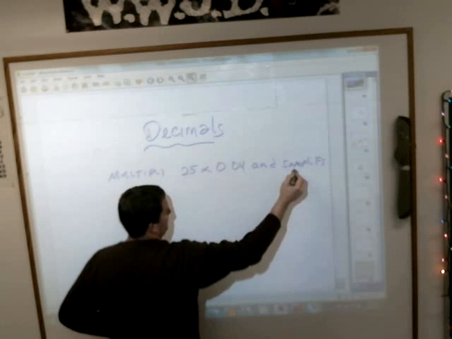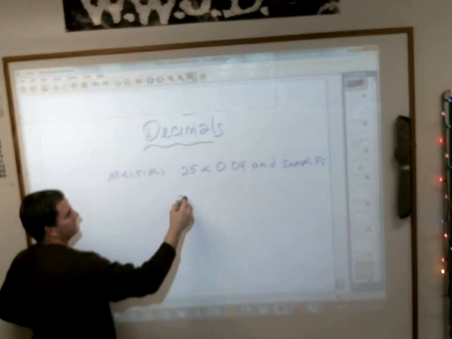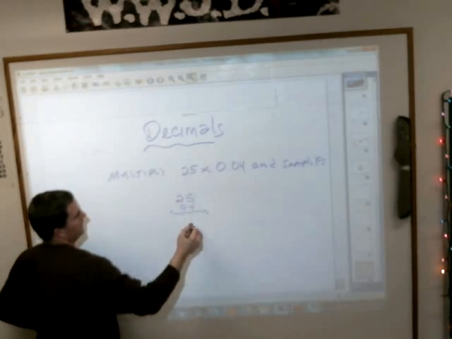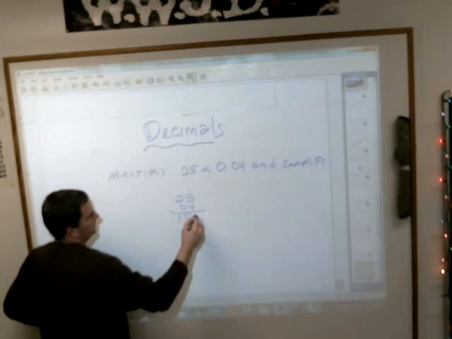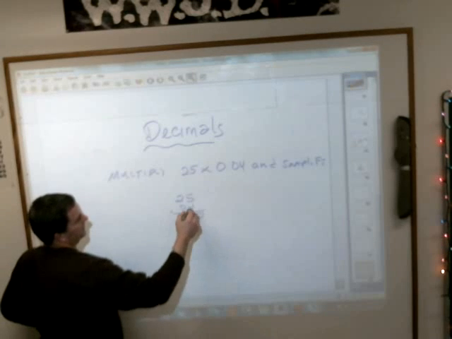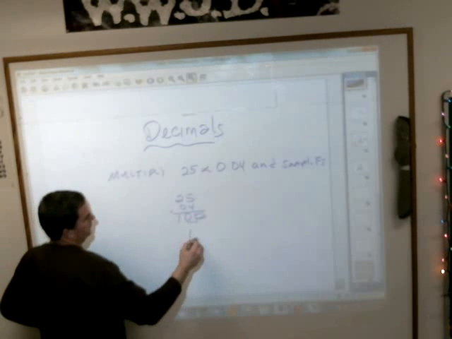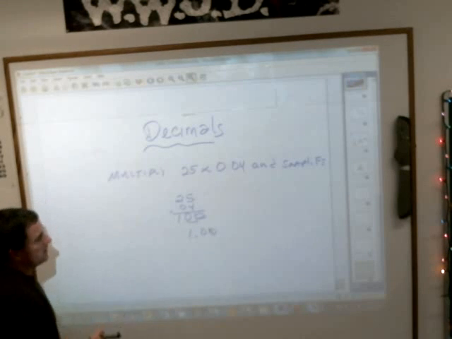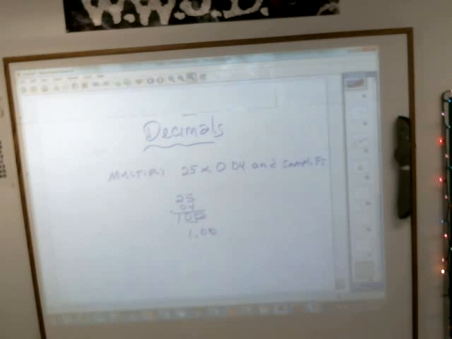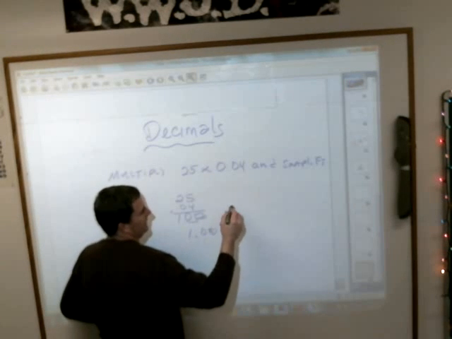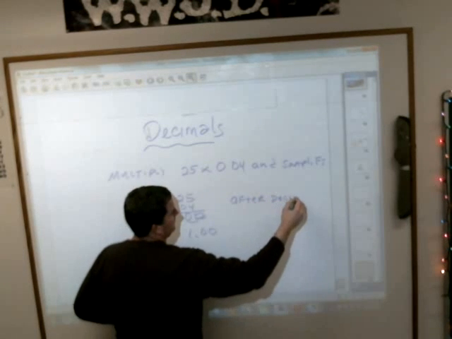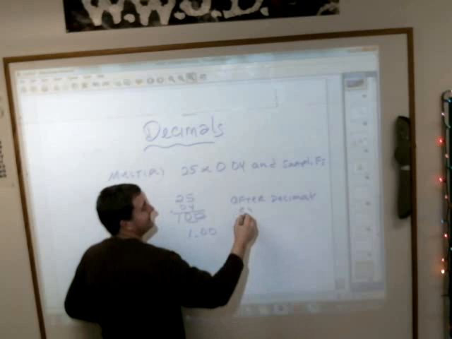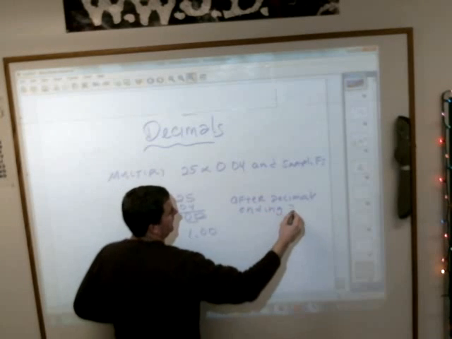Simplify. If we multiply 25 times 0.04, what do we actually end up with here? What do you get? This is 100, and you move the decimal 2 places, you end up with 1.00. And basically what the book is saying is this, okay? Usually after decimals, write this down, after decimals, ending zeros are not needed.